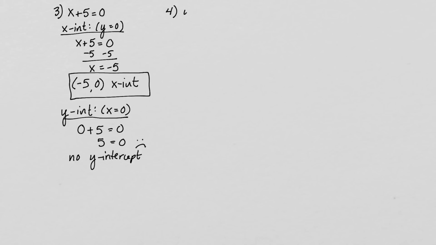So problem number 4, y minus 5 equals 0. So the x-intercept, again, we're going to do the same thing. It's going to be when y equals 0. So 0 minus 5 equals 0, which gives us negative 5 equals 0, which again, that's not a true statement. So it means that there is no x-intercept.